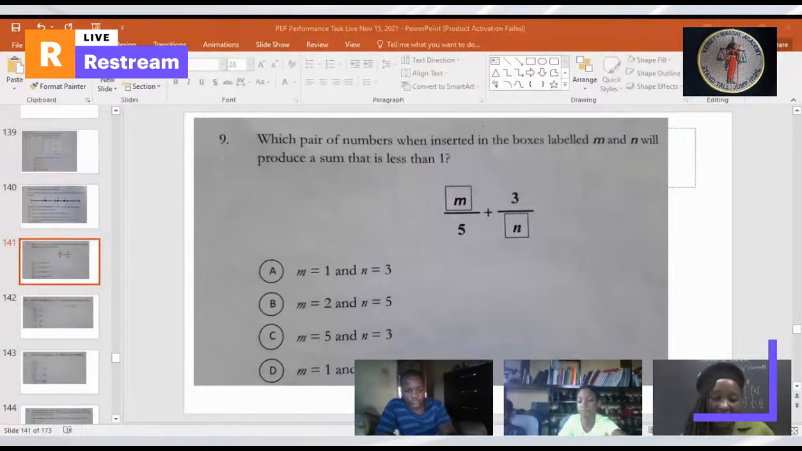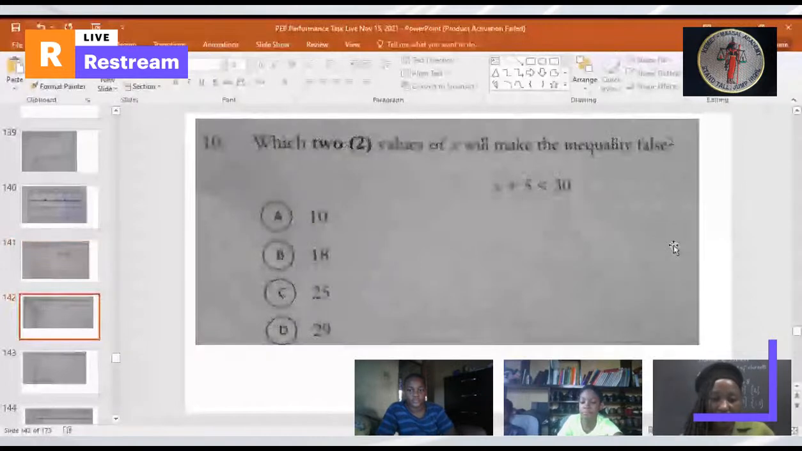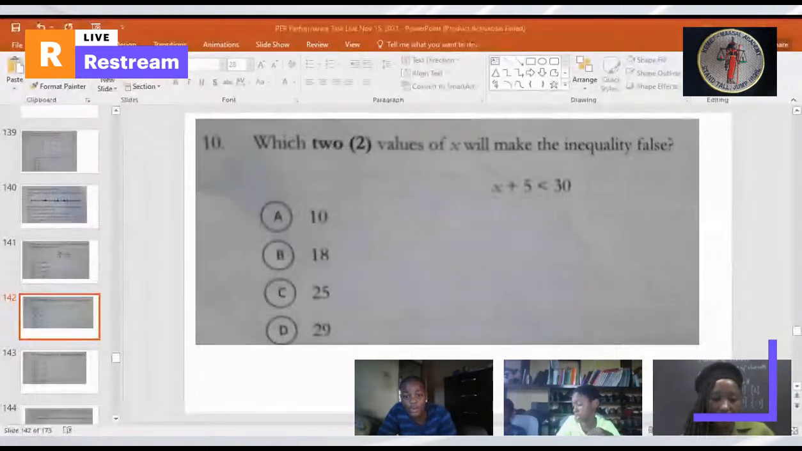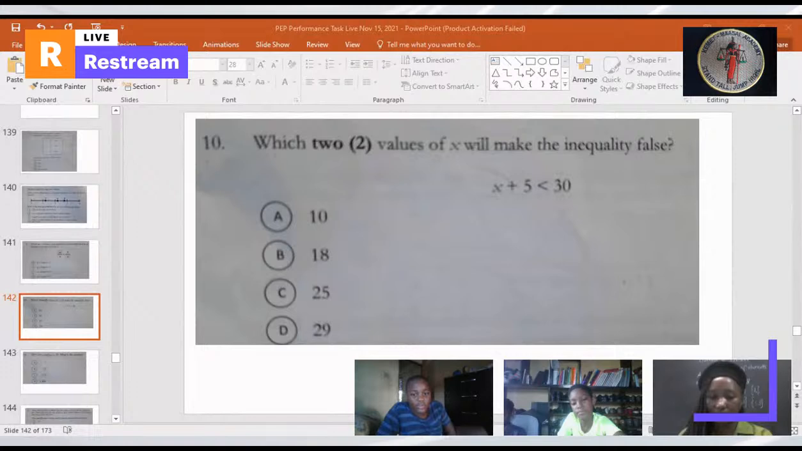Yes, miss. All right, read number 10. Okay, miss. Which two values of x will make the inequality false? A, 10, B, 18, C, 25, D, 29. Read the inequality. x plus 5 less than 30.